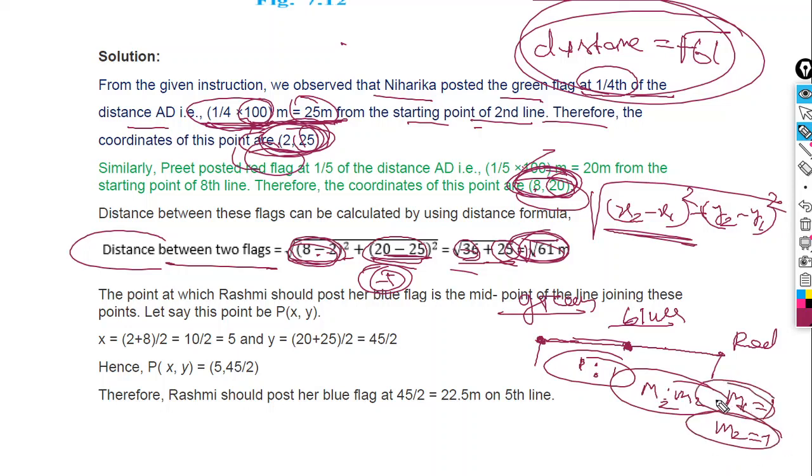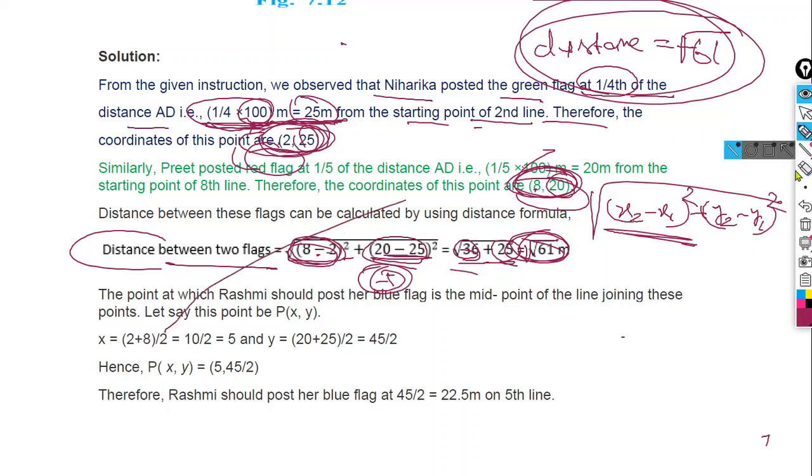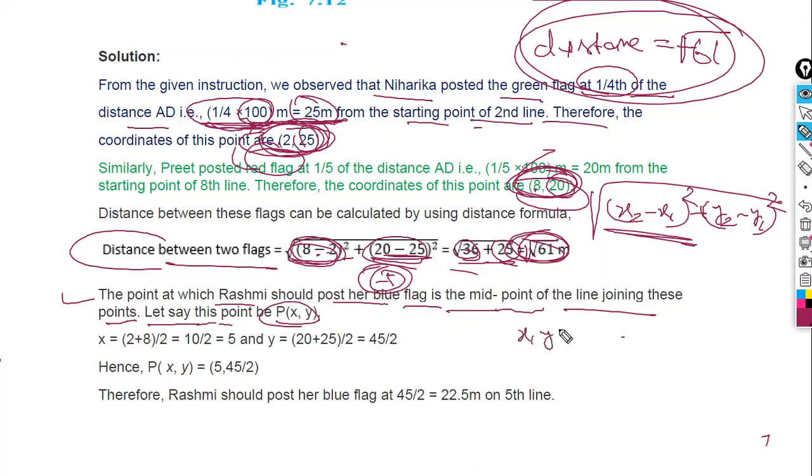Now we'll move to find the coordinate of the blue flag, and for that we will be using the section formula. Now the point where Rasmi should post her blue flag is the midpoint of the line joining these 2 points. So let the point be (x, y). We will consider the coordinate of the point to be x and y.